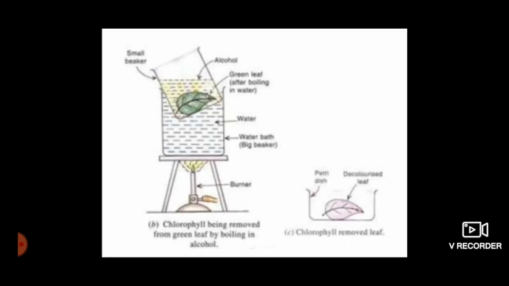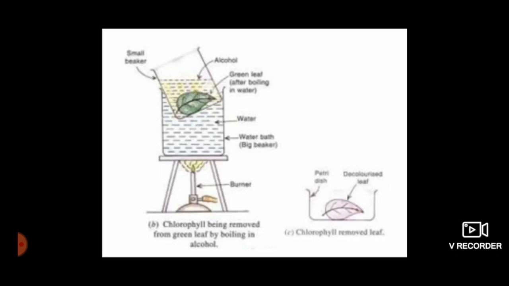Then the leaf in ethanol is boiled over a water bath for about 10 minutes. Let me tell you, we do not keep the beaker containing ethanol directly on the flame, because alcohol is inflammable and catches fire very easily. So we boil it indirectly. We boil it in a beaker containing water, or we can put it in a water bath. This is how we boil the leaf.